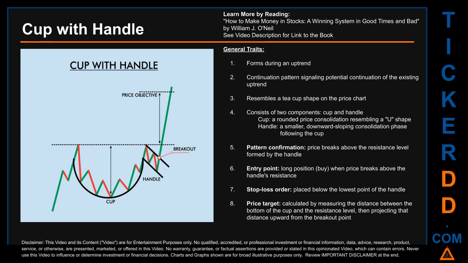A well-regarded book on technical analysis that covers the cup with handle, among other chart patterns, is How to Make Money in Stocks: A Winning System in Good Times and Bad, by William J. O'Neill. This book provides a comprehensive overview of O'Neill's trading strategies, including the CAN SLIM system, which incorporates the cup with handle pattern. Reading this book can help you gain a better understanding of the cup with handle and how to incorporate it into your trading strategy.